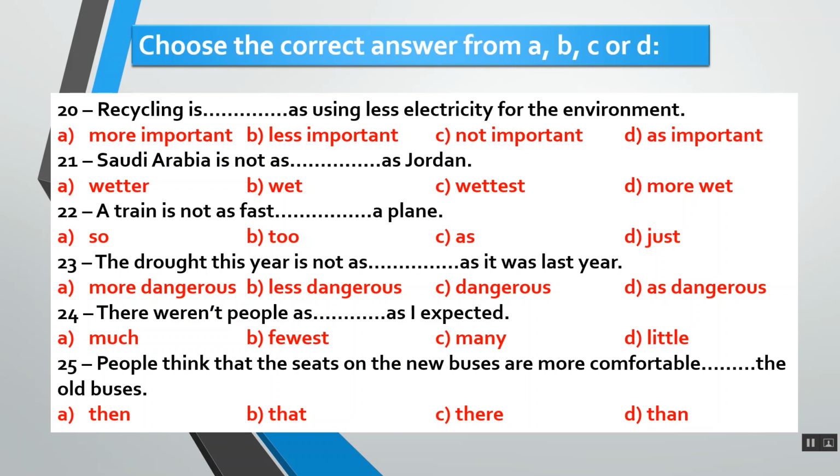Okay? Recycling is as important as using less electricity for the environment. Saudi Arabia is not as wet as Jordan. A train is not as fast as a plane. The drought this year is not as dangerous as it was last year. There weren't as many people as I expected. People think that the seats on the new buses are more comfortable than the old buses.